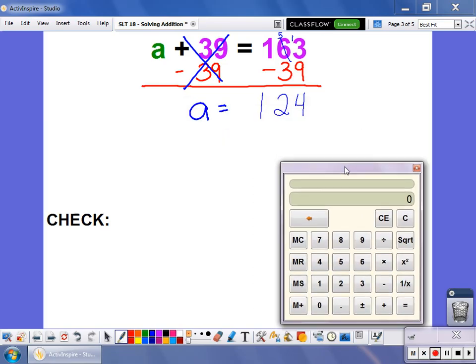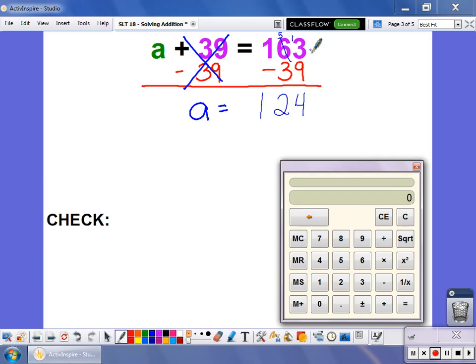So once you get to this step right here, where you're just doing the subtraction, it is okay if you just do the subtraction piece on a calculator. And you can see I got the right answer.